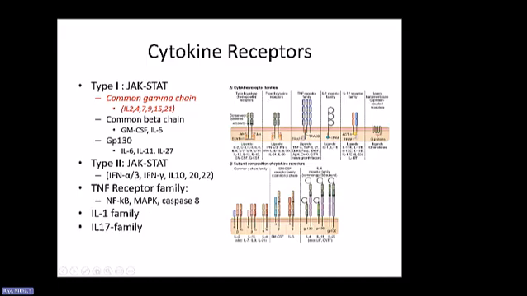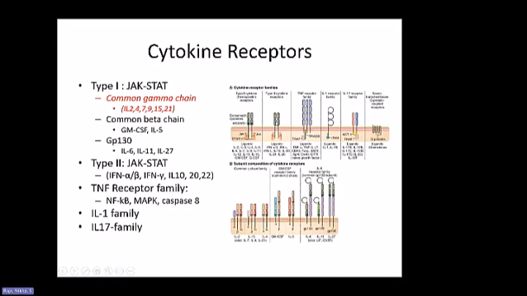Type 1 cytokine receptor families use signaling molecules called JAK-STAT. There are 3 different type 1 cytokine families: the common gamma chain, GM-CSF or common beta chain, and the GP130 family. So this is all type 1 cytokine receptors. Then you come to type 2 cytokine receptors that also use JAK-STAT in their signaling.